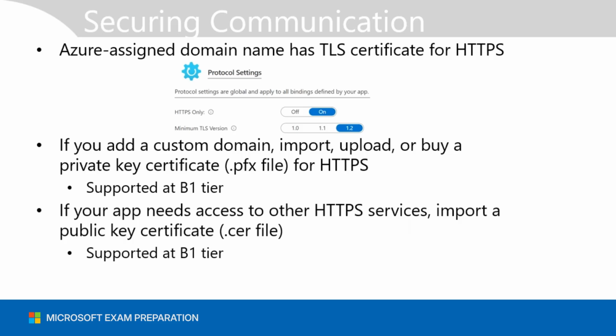Another kind of certificate you might need in your application is if the code of your application accesses another service. So it might access a service outside of Azure, or even in Azure, but maybe it's a web service that your code needs to call. In a case like that, you need to import another kind of certificate. It's called a public key certificate. It's a .cer file. Essentially, your web app is being a client to another web service or server that would have a private key certificate, but you need the client-side version of that, which is the public key. Those also are supported at the B1 tier and above. Let me show you how to do both of these in the portal.